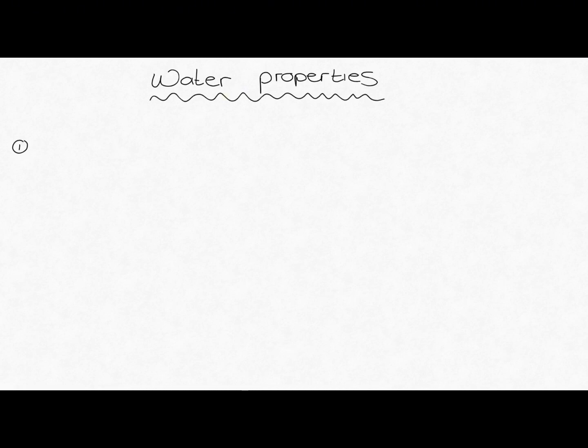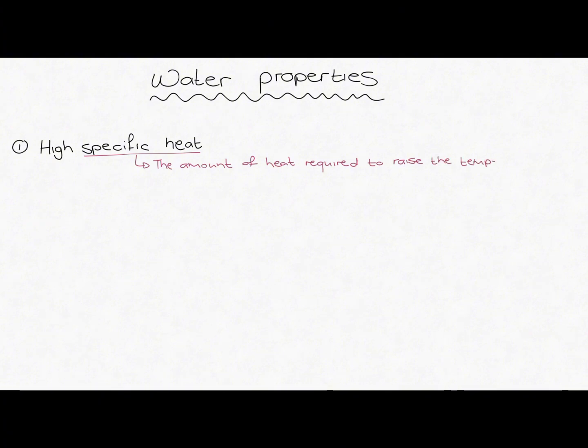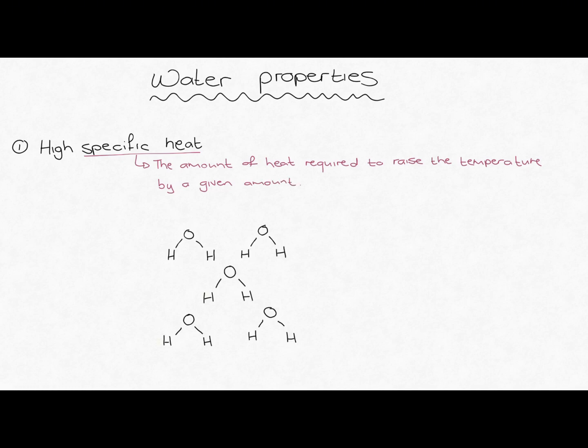So firstly, water has a very high specific heat. Now, the specific heat is the amount of heat or energy required to raise the temperature of a material by a given amount. This is because of the hydrogen bonding. The hydrogen bonds need to be broken first for the molecules to be able to move around freely. These bonds aren't really strong, but because there's so many of them, it takes a lot of energy to break the bonds and raise the temperature of the water.